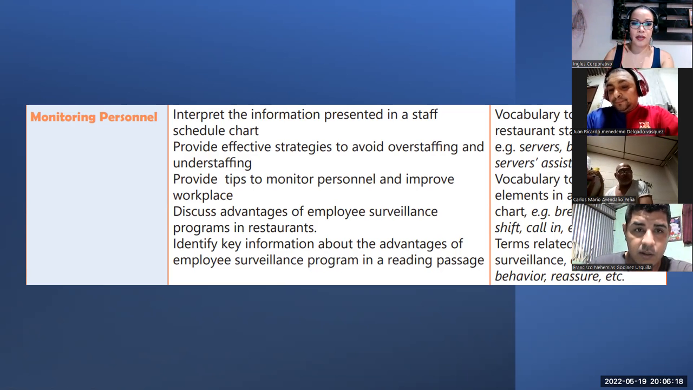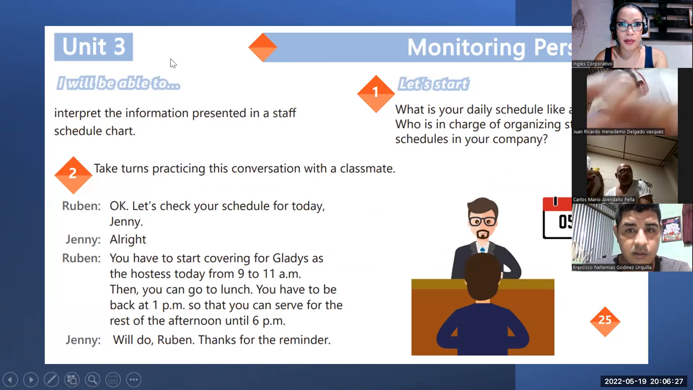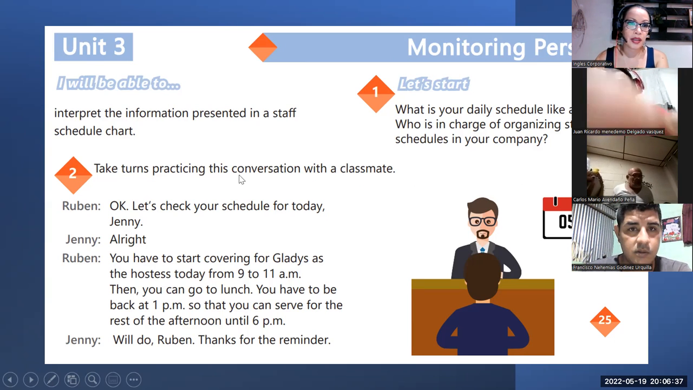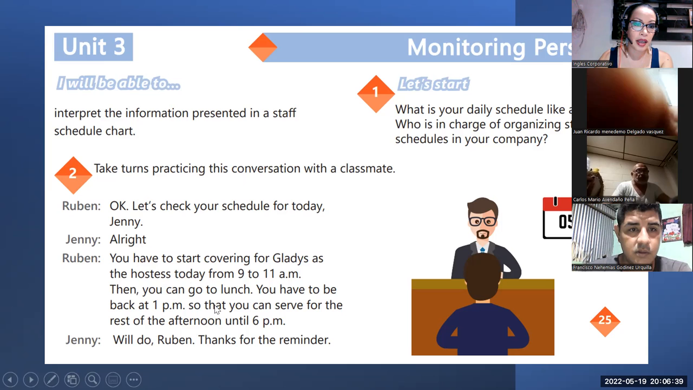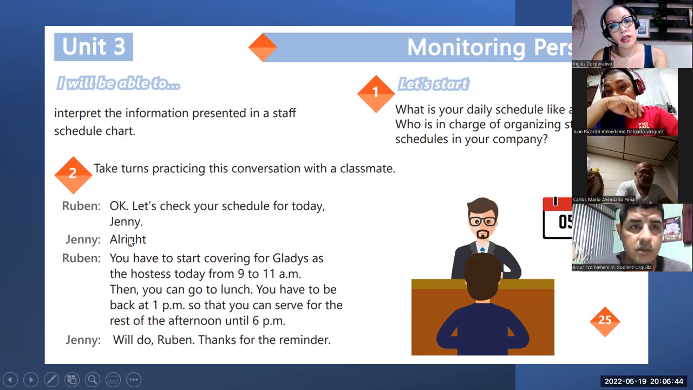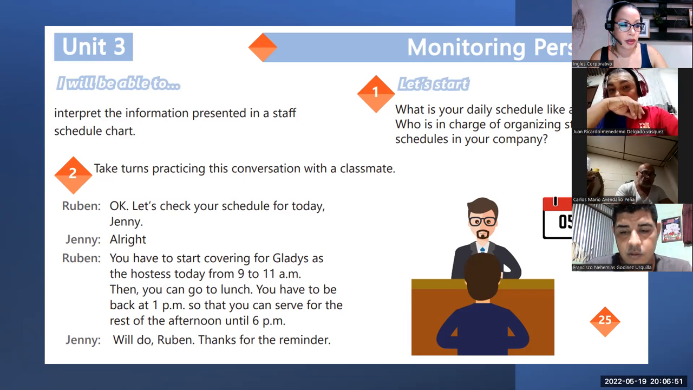Okay, thank you so much, Juan, for volunteering to read. Now, we have a conversation here where we're going to start unit number three. It is about monitoring personnel. We're going to interpret the information here and present it in a staff schedule chart. This conversation is quite simple, so I think we're going to go ahead and practice in the breakout rooms.